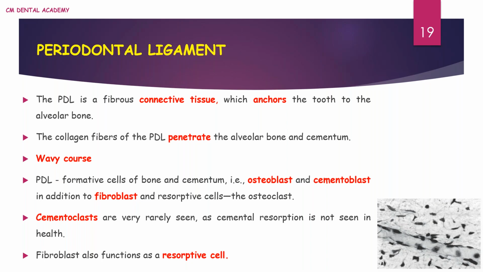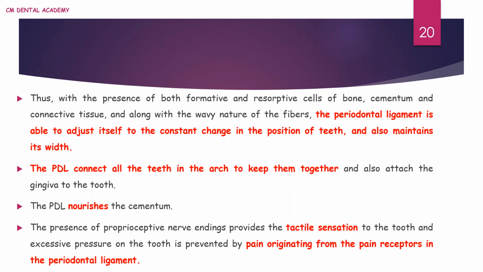This is a picture of a fibroblast, which is stellate shaped, present within the periodontal ligament. Thus, with the presence of both formative and resorptive cells of the bone and connective tissue, along with the wavy nature of the fibers, the periodontal ligament is able to adjust itself to the constant change in tooth position, and it also maintains its width. The periodontal ligament connects all teeth in the arch to keep them together, and it also nourishes the cementum.